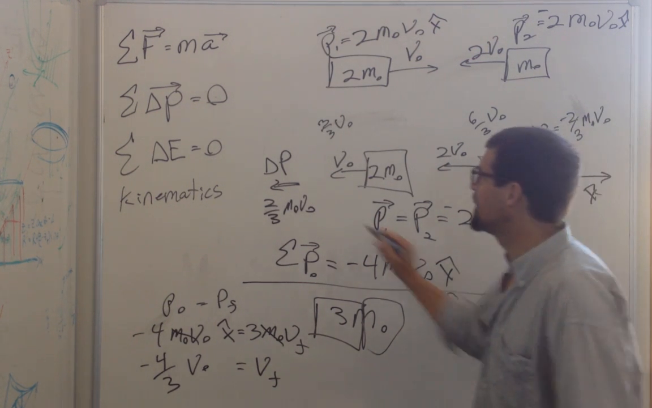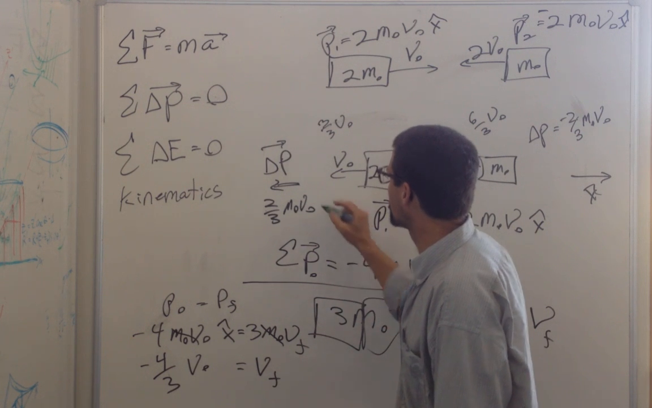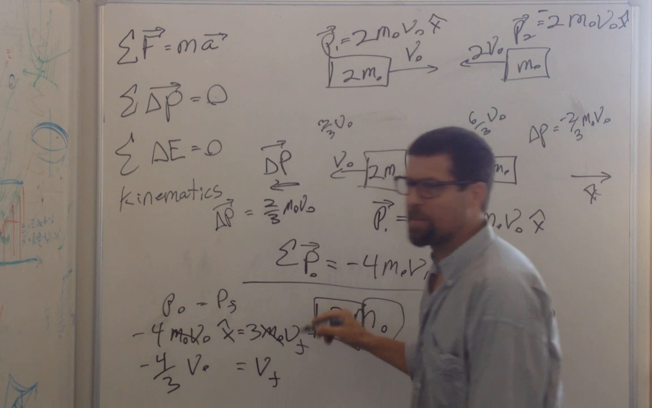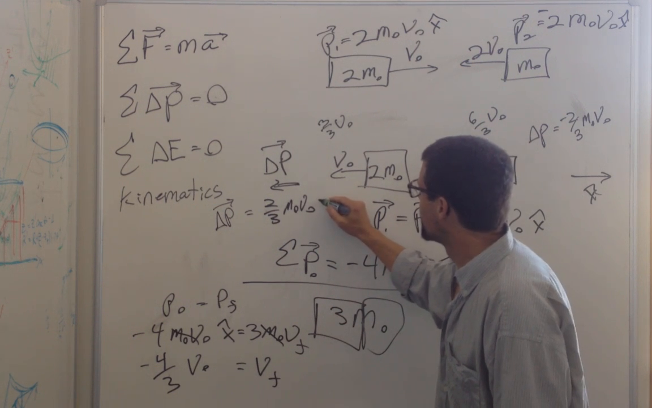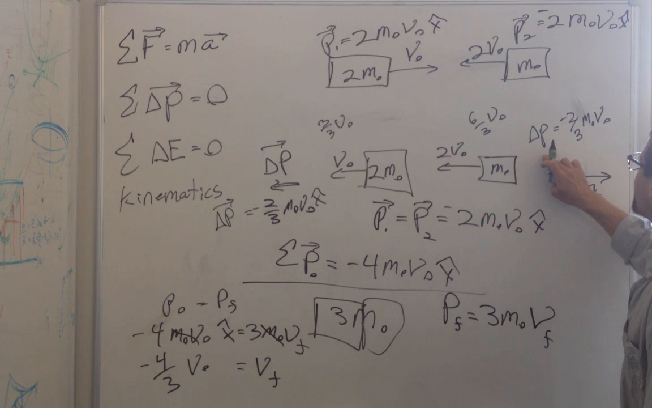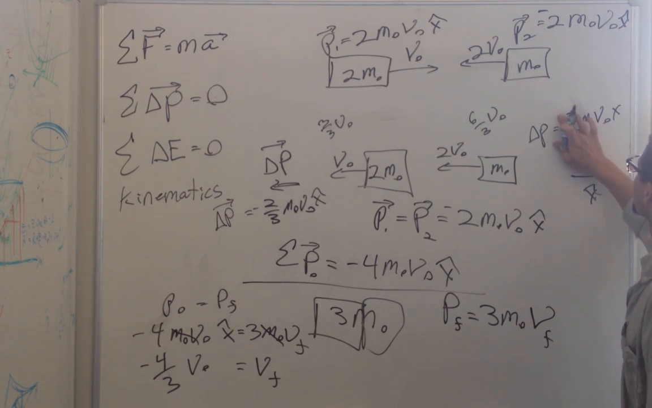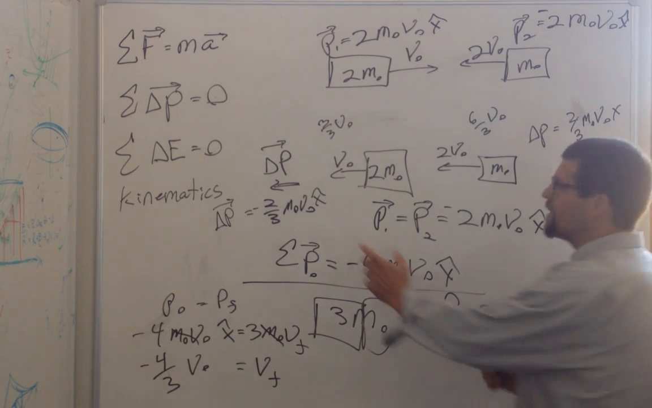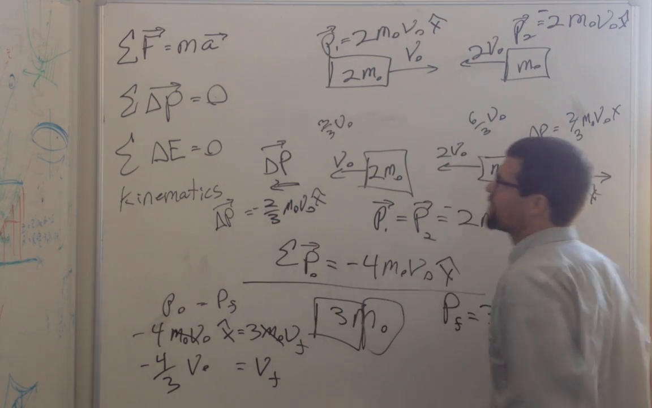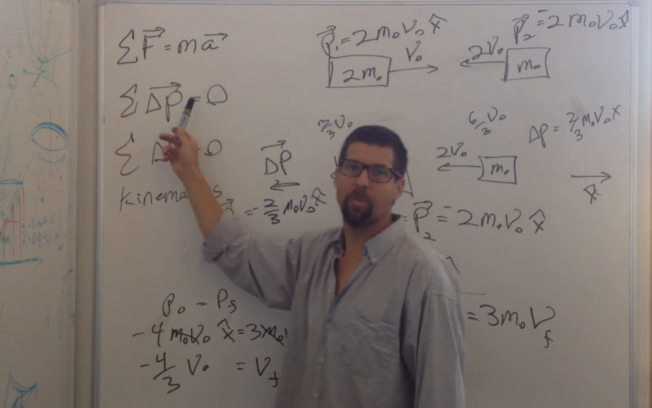And if I were to be completely correct, this is a vector. This is a vector, and this is in the negative x direction. And this is a vector, it is in the positive x direction. And so we can see that the two impulses that these guys get are equal and opposite, and there is no net change of momentum.